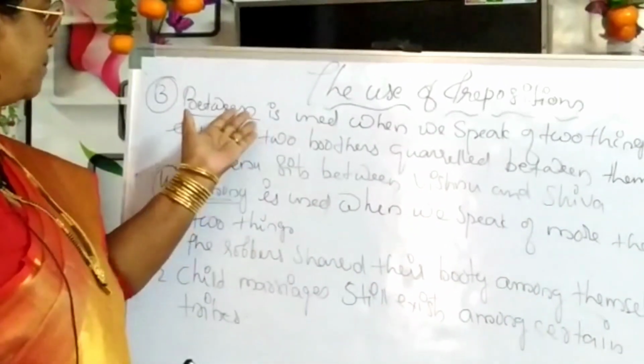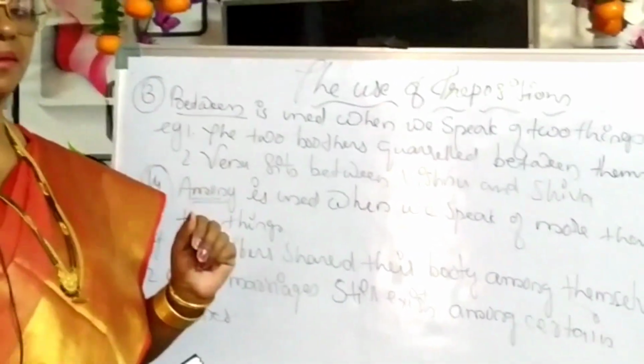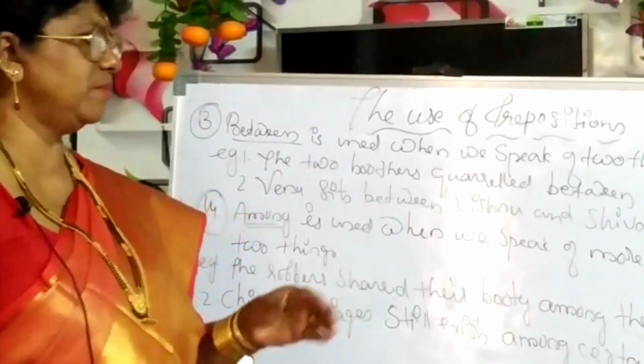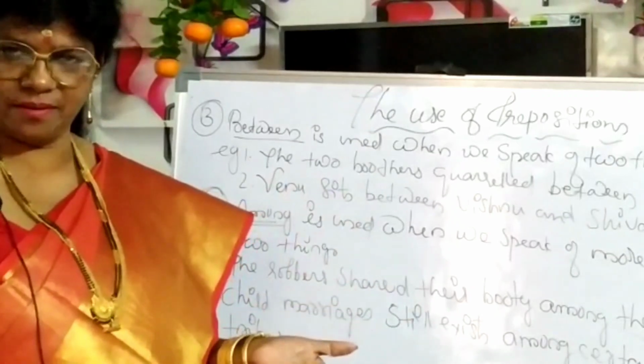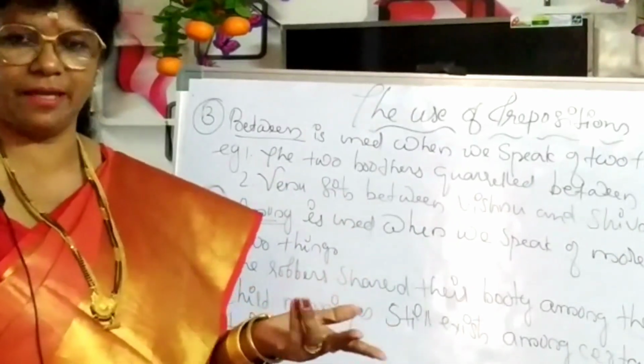So, this between and among are correlated. Sometimes we will get confused about where to use between and among. So, notice that. Take care of that. Okay?